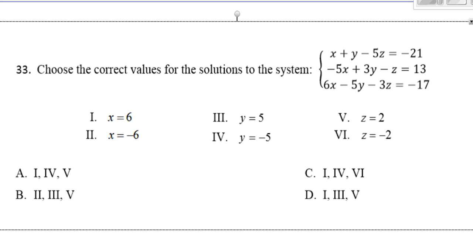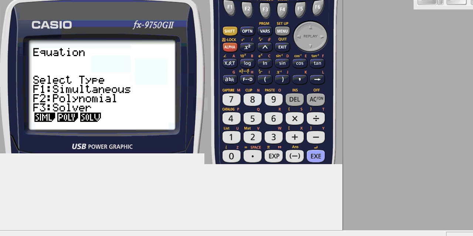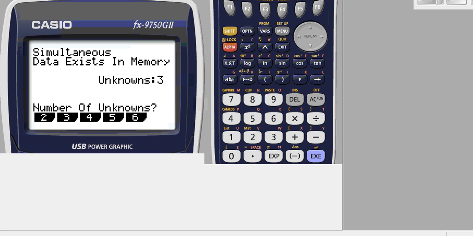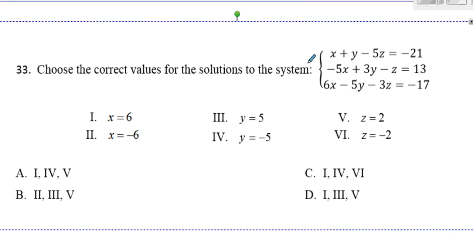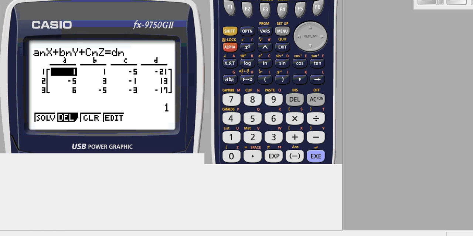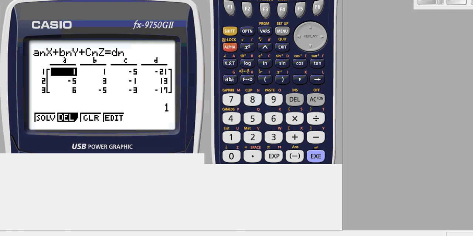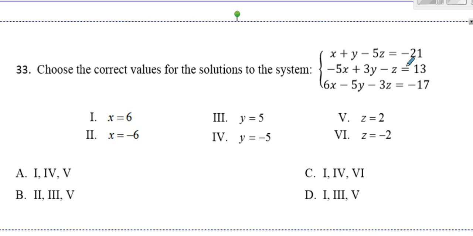This is another problem that you can do entirely on the calculator. You need to go to equation. And it's a simultaneous, so F1. The number of unknowns is number of variables, x, y, z, that's 3. We type in all the coefficients, so 1, 1, -5, -21. Then -5, 3, -1, 13.